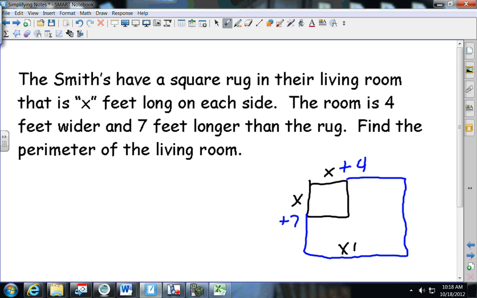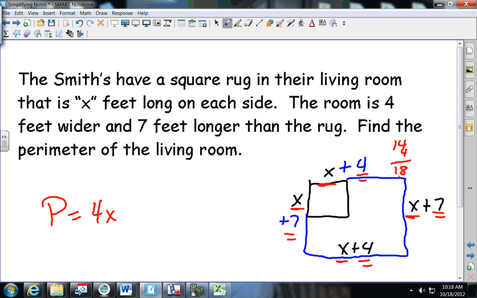Well, that means that this side is X plus 4, and this side is X plus 7. So now to find the perimeter, I'm going to add up my X's. 1, 2, 3, 4. The perimeter is 4X, and then 7 plus 7 is 14. 14 plus 4 is 18. Add 4 more, and I get 22. Plus 22 is the perimeter of the living room.